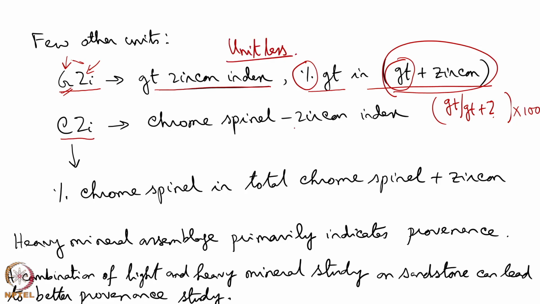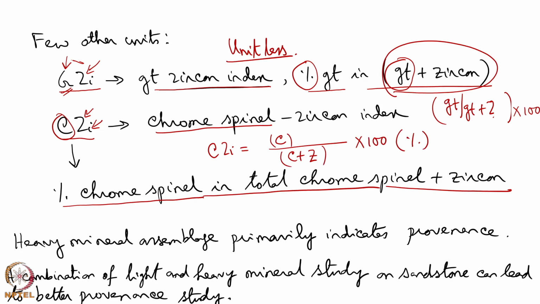CZI is the chrome spinel zircon index. C stands for chrome spinel, Z stands for zircon, and I stands for index. CZI is defined as the percentage of chrome spinel in total chrome spinel plus zircon. So, as I said earlier, heavy mineral assemblage primarily indicates the provenance. This is the most primary information that is coming, and from here we try to extrapolate the heavy mineral stratigraphy.